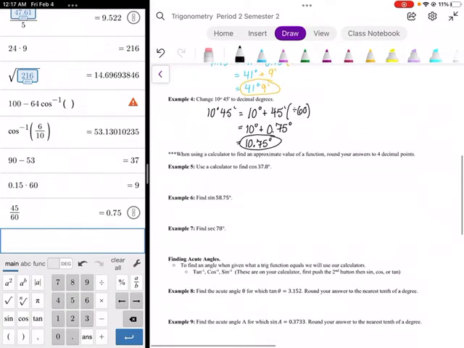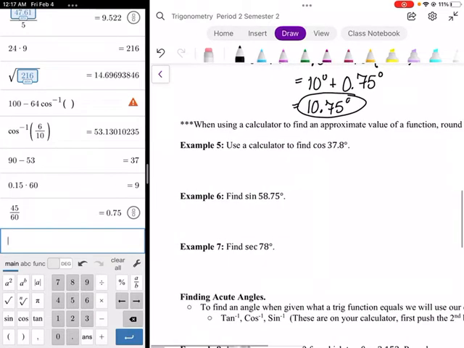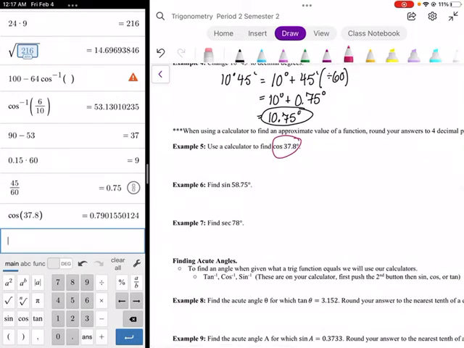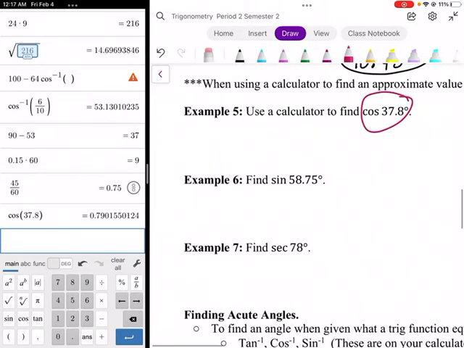And another thing that we're going to need to know is how to use a calculator to evaluate different values. So for sine, cosine, and tangent, it's pretty straightforward. You're just going to type in exactly what you see. For this one, we're going to do cosine of 37.8. And then we are going to round our answer to 4 decimal points. So always make sure you're reading the directions so you know where to round your answer. So for this one, our answer is going to be 0.7906.